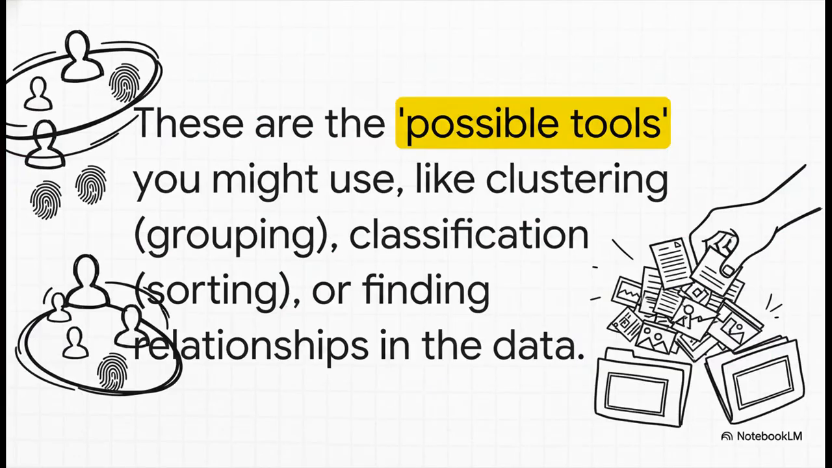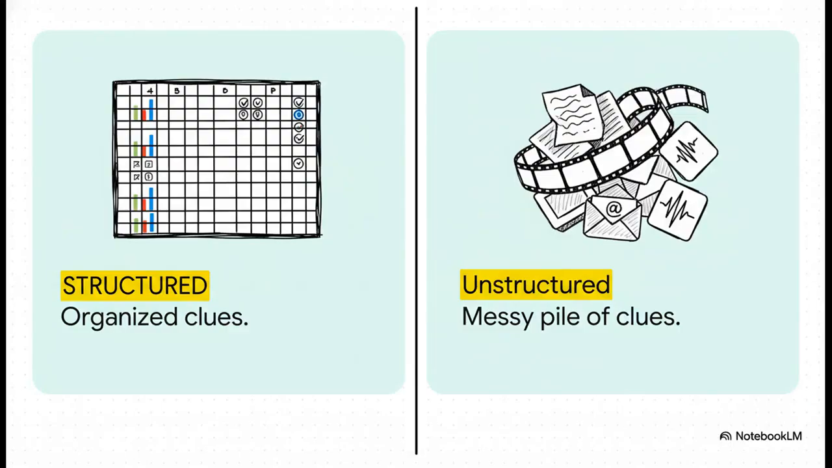All right, first up, identifying candidate models. Think of these as your main detective techniques. So are we trying to group a bunch of suspects together? That sounds like clustering. Or maybe we're trying to label a piece of evidence. Is it this or is it that? That's classification. The idea is to just make a short list of all the possible approaches that could solve our mystery.